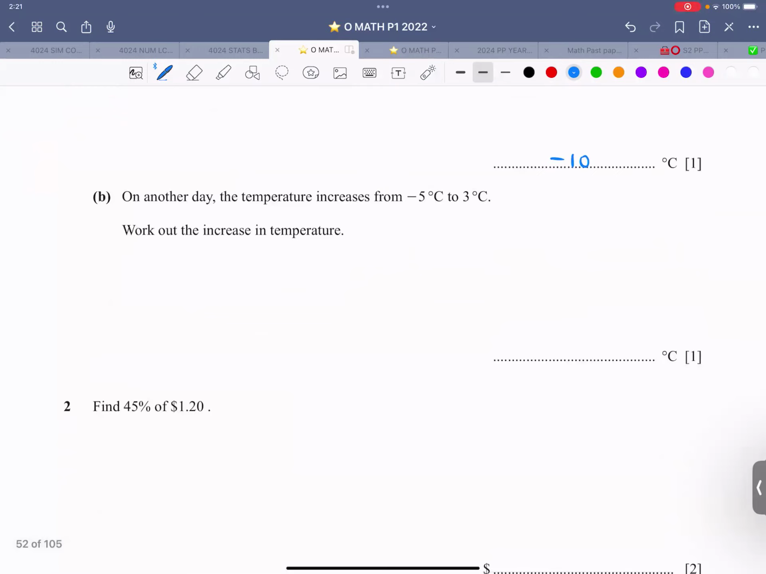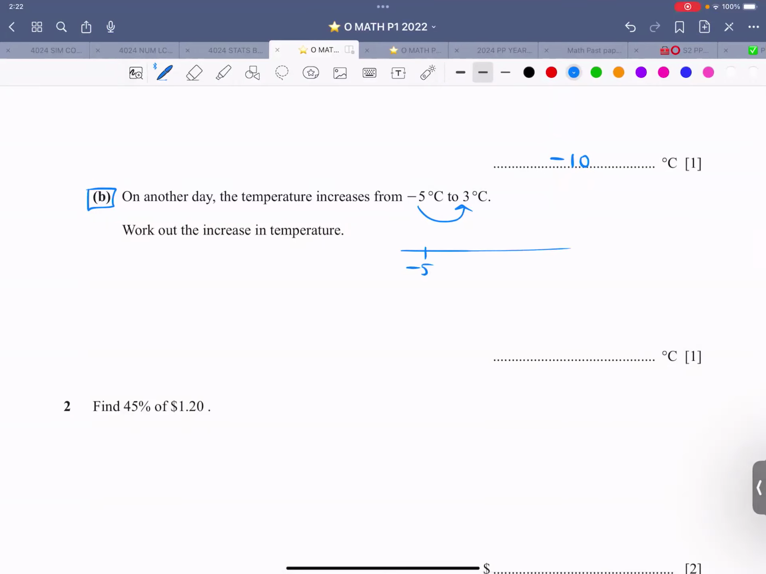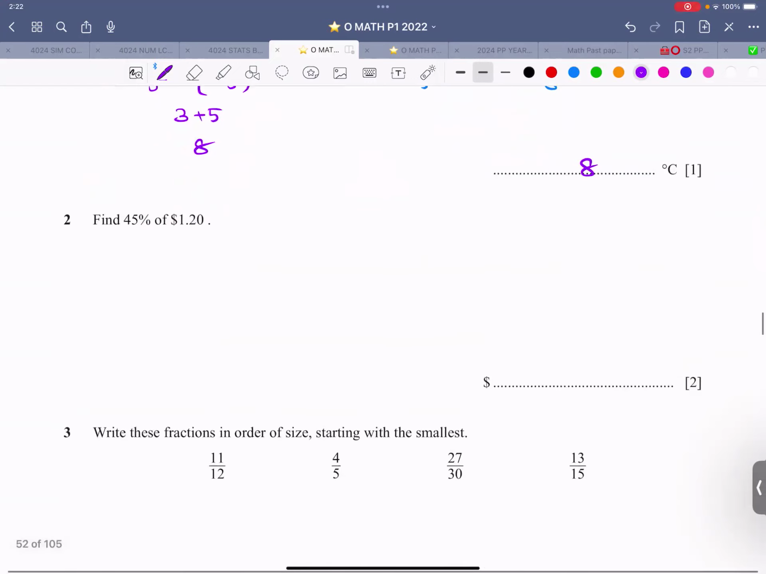Part B. It says on another day, the temperature increases from -5 to +3. So over here, it's -5. Over here, it's +3. What is the difference? The difference is +8. So basically, it's the highest value minus the lowest value. 3 minus -5, that is 3 plus 5. This comes out to be 8. So therefore, the temperature is 8 degrees Celsius.